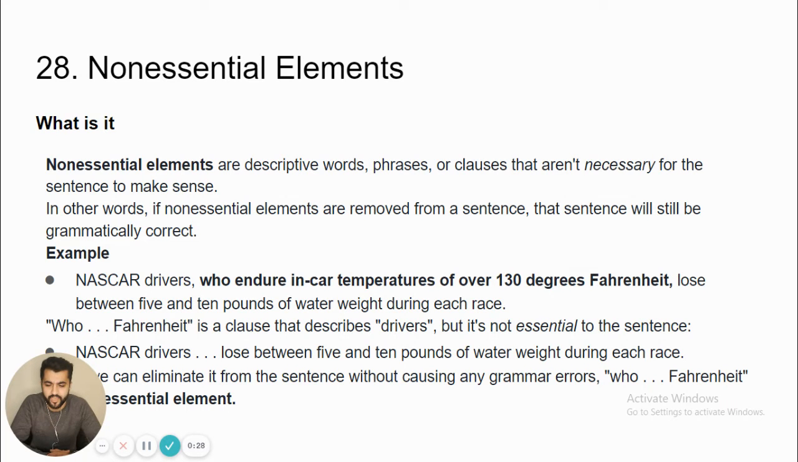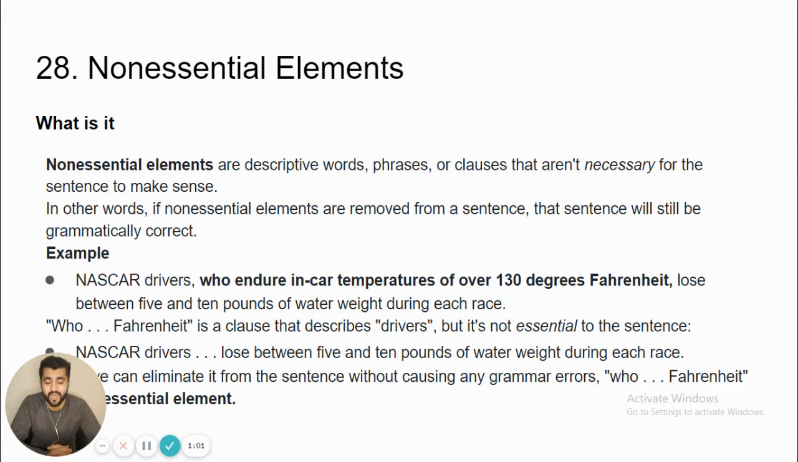For example, NASCAR drivers who endure in-car temperatures of over 130 degrees Fahrenheit lose between 5 to 10 pounds of water weight during each race. Now, the part between "who" and "Fahrenheit", which is in bold here, is a clause which describes drivers, which is the subject of the sentence. But it's not essential to the sentence. So, if you take it out, it shouldn't affect the sentence. NASCAR drivers lose between 5 to 10 pounds of water weight during each race.